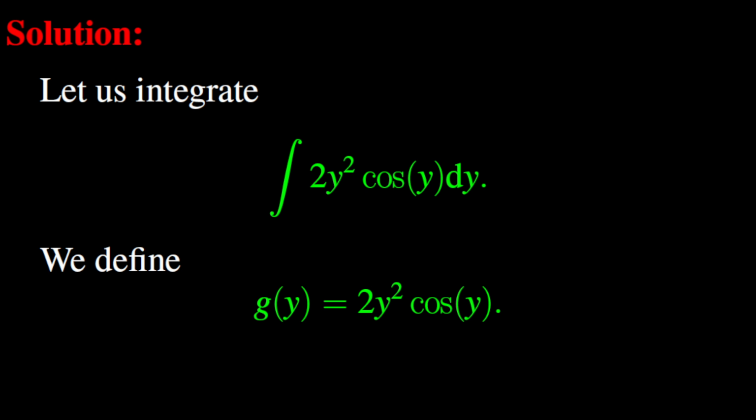As a matter of fact, the polynomial function 2y squared is of degree 2. Consequently, our first goal will be to reduce the degree of the polynomial function to 1 by using the method of integration by parts.